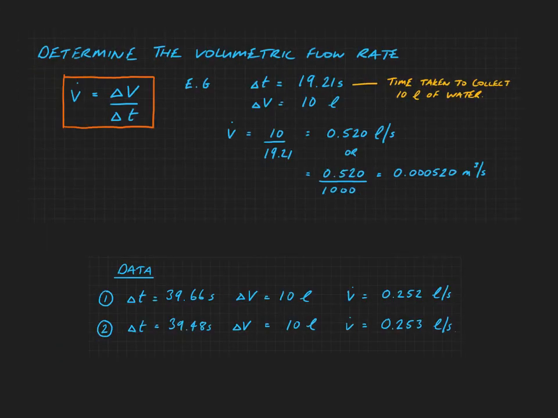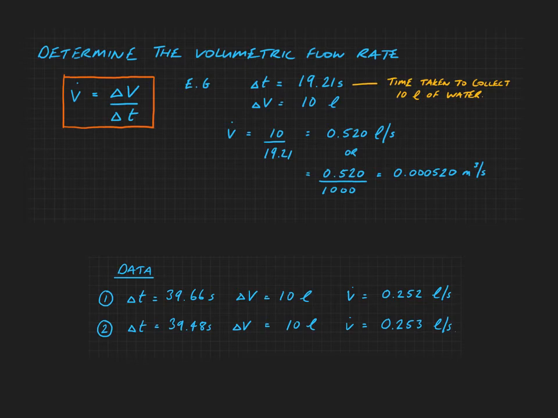So from this we can determine the volumetric flow rate as shown in the example here. We do that by dividing the change in volume by the change in time. So the data that I collected was the first run, the change in time was 39.66 seconds, and that was to collect 10 litres of water. So that gave us a volumetric flow rate of 0.252 litres per second.